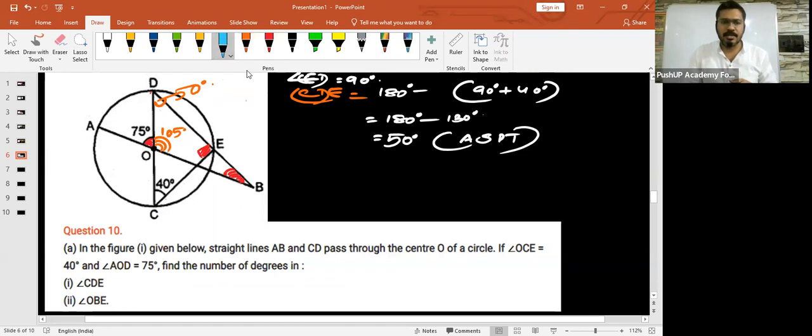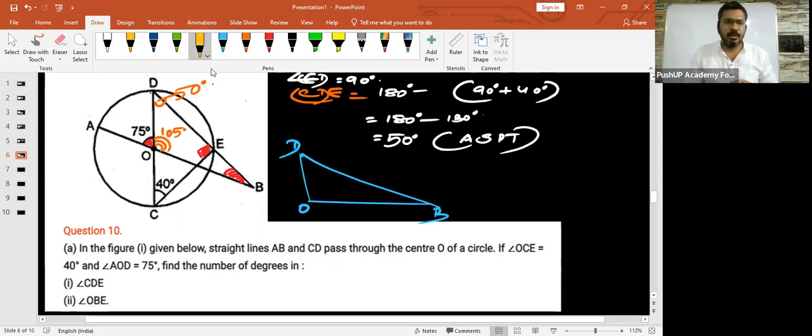So if you consider this triangle, if you consider this triangle ODB, you know how much is the angle at the center? It's 105. How much is this angle? 50 degree. Then how much would be angle OBD? Children, they are asking you to find angle OB.